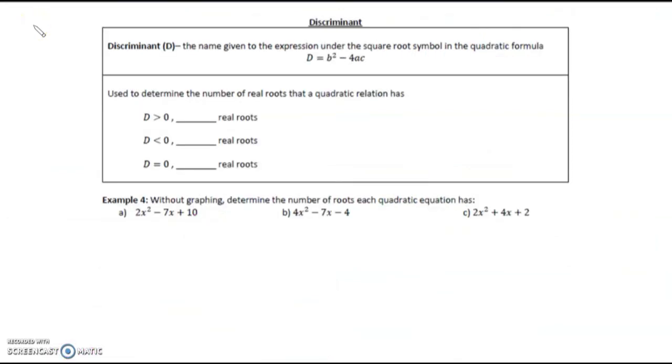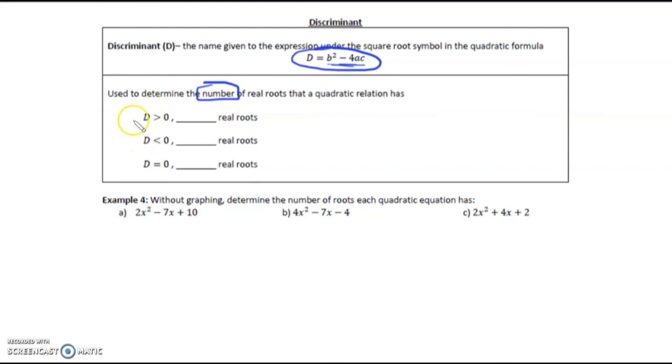Okay, this should be a recall of grade 10, but we're going to touch on discriminant. So the discriminant is the name given to that expression in the quadratic formula under that root sign. So the discriminant is b squared minus 4ac. We use this short form to determine the number of real roots. This is not to actually determine the roots, it's just the number of real roots that the quadratic relation has.